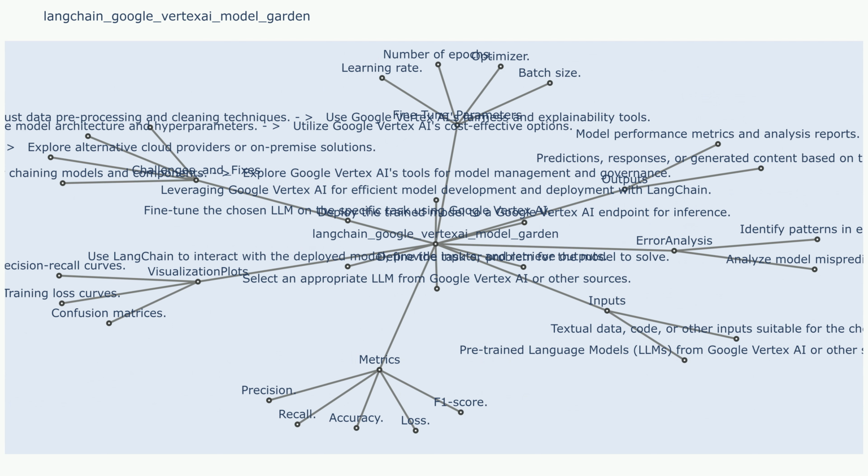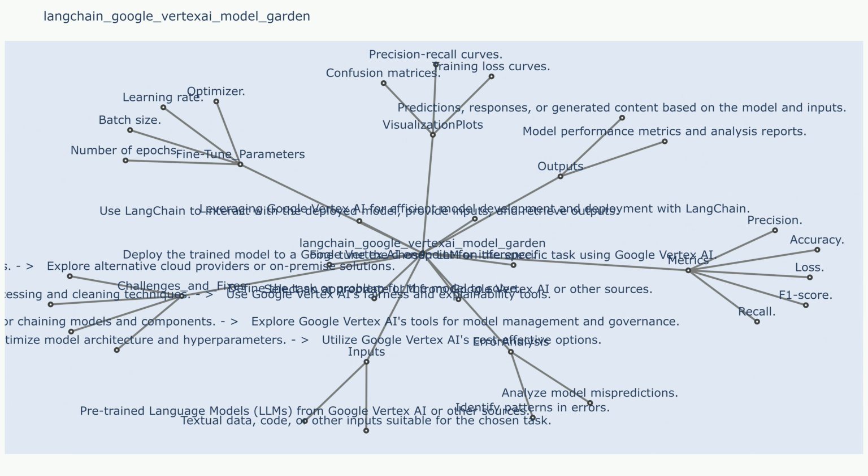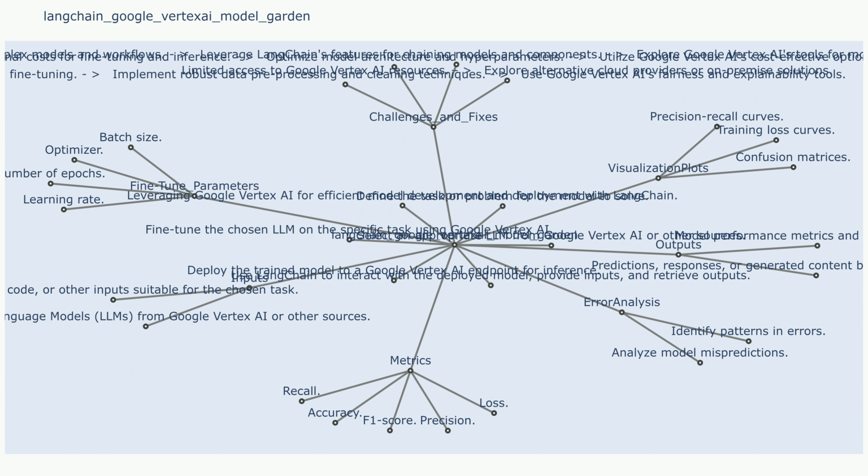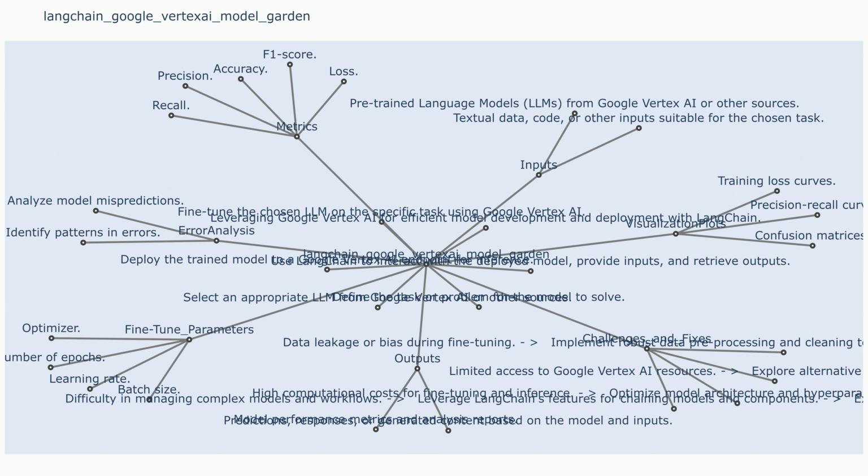Inputs. Training data: the Model Garden requires a substantial amount of text data for training LLMs. The data should be relevant to the intended use case of the model and should be properly formatted and pre-processed to ensure optimal training. Model configuration: this input specifies the chosen LLM architecture, hyperparameters, and other configuration settings for the model training process. The configuration should be carefully tuned to achieve the desired performance and accuracy for the specific application.